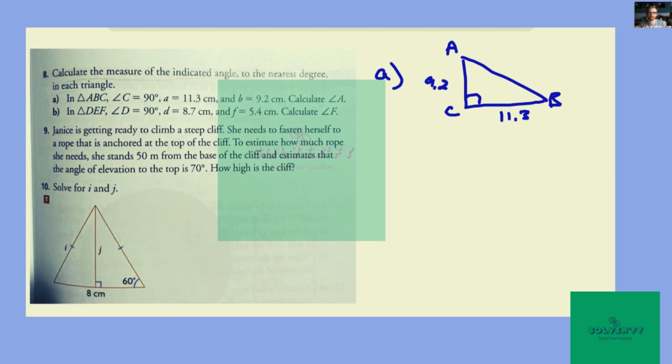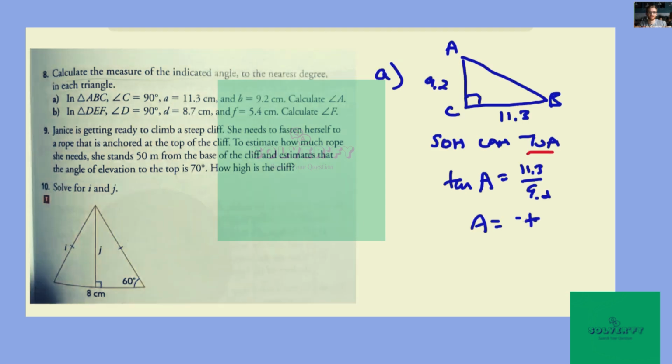Well, you can use right triangle trig ratios: sine, cosine, and tangent. And from angle A, we've got the opposite and the adjacent. So that's tangent. We can say that the tangent of angle A equals 11.3 over 9.2. And so angle A would be the inverse tangent of 11.3 over 9.2.